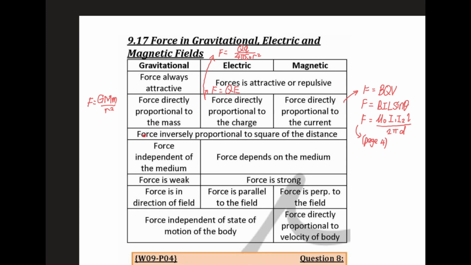Now let's move on. Force is inversely proportional to the square of the distance. As you can see, we have r squared for this case, we have r squared also for this case, and we have it also for magnetic force. For magnetic force, we have a particular formula also, where there is r squared at the bottom.